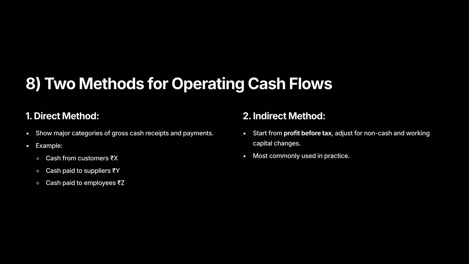Two methods for operating cash flows. You can present operating cash flows by 2 methods. Direct method shows gross cash receipts and payments: cash from customers, cash paid to suppliers, cash paid to employees. It's very transparent. Indirect method starts with profit before tax, then adjusts for non-cash items and working capital changes. It's more common in practice. Both are acceptable. Choose one and use it consistently.